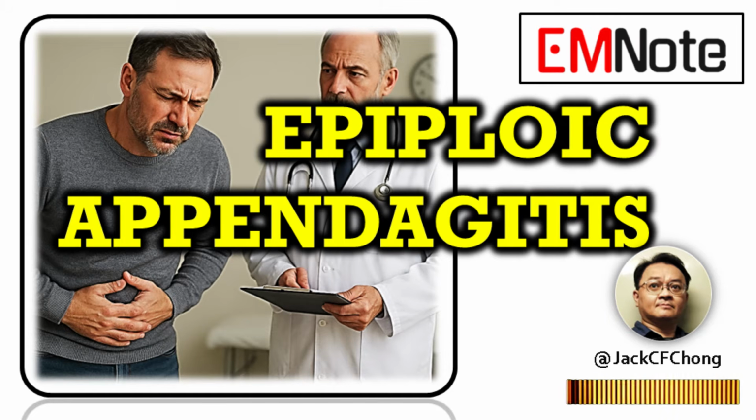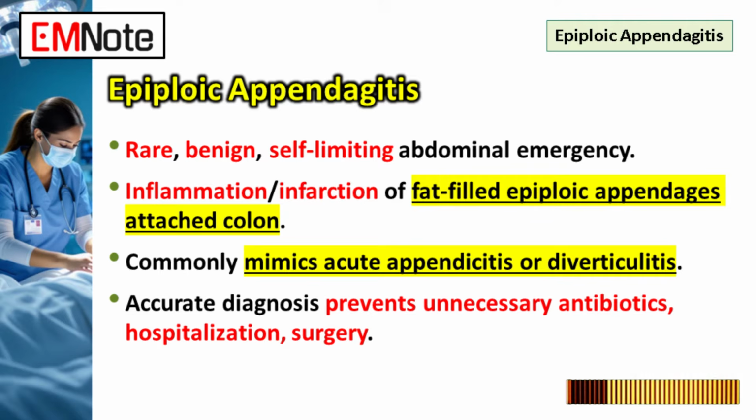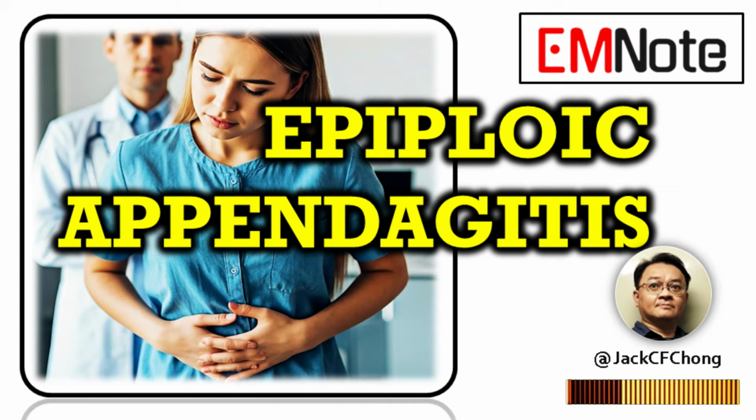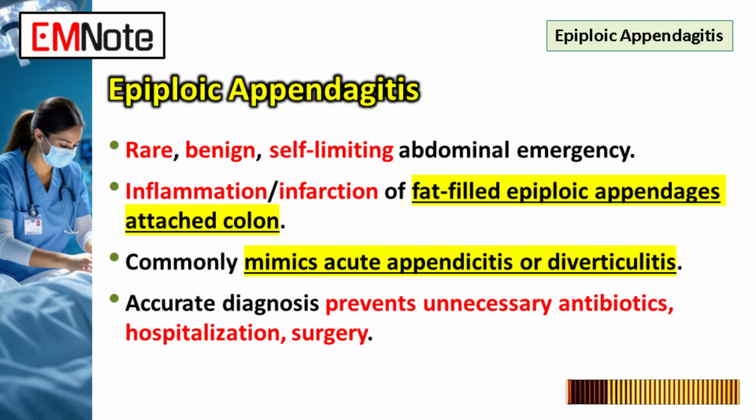Welcome. Today we're focusing on a condition that frequently causes diagnostic confusion in acute care, Epiploic Appendagitis. Our goal is straightforward. Give you the high-yield facts you need to recognize Epiploic Appendagitis quickly. We want to help you avoid unnecessary workups, antibiotics, and, importantly, surgery. It's a fantastic mimic. It often looks just like appendicitis or diverticulitis, these really common, serious conditions. Understanding the nuances is key.